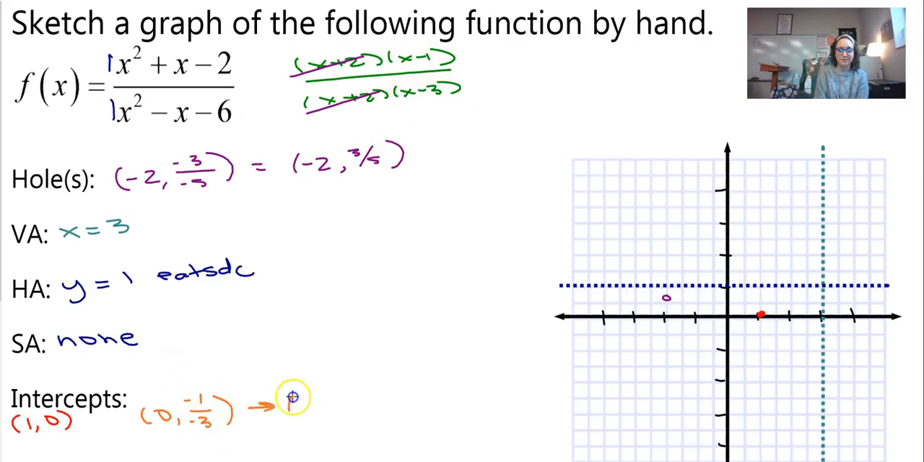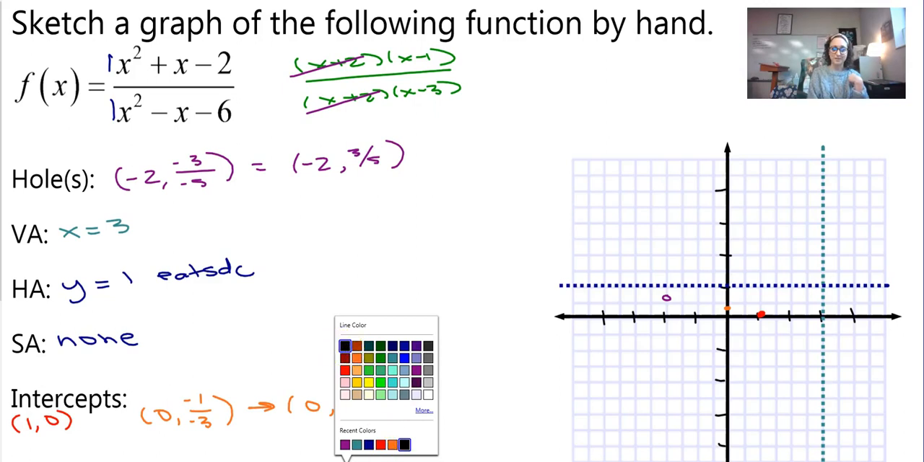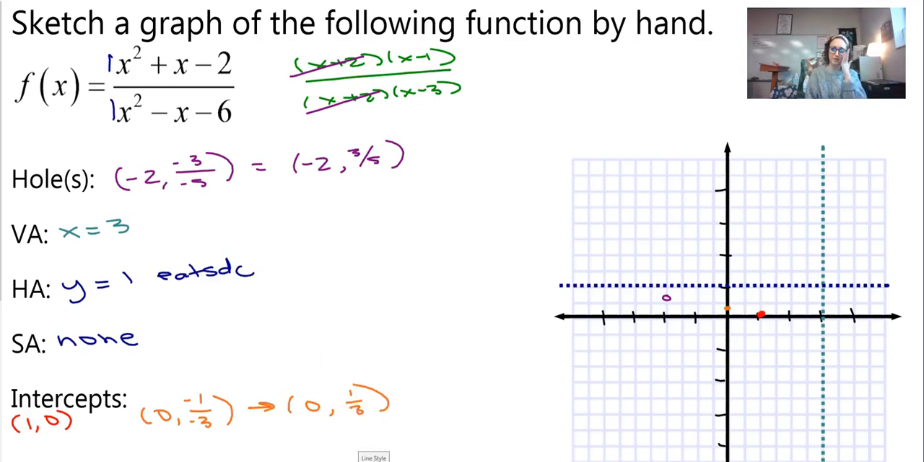So cleaning that up, I have the ordered pair (0, 1/3). So that's going to be approximately there. Okay, so I've got all the pieces that they asked me for. So now I just need to connect the dots and see what this graph is going to look like. So here's what I want you to be mindful of.